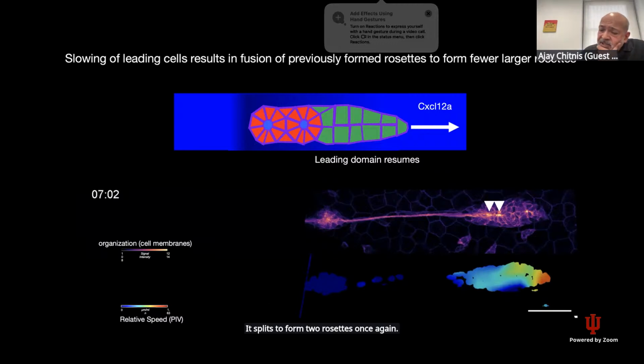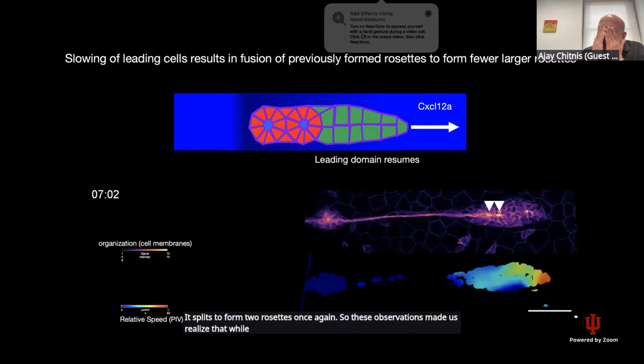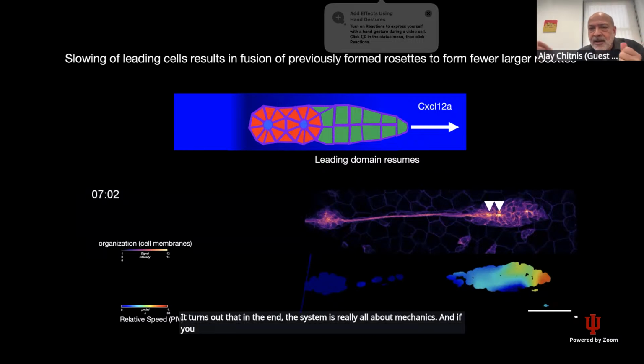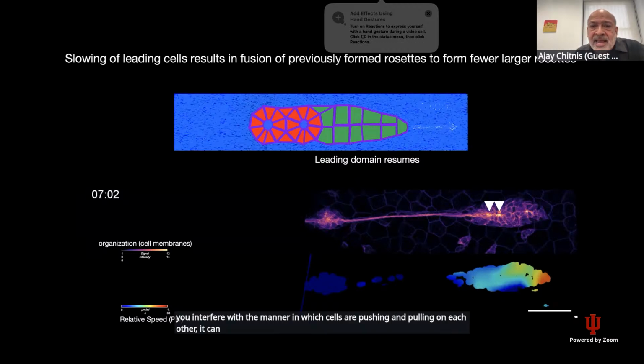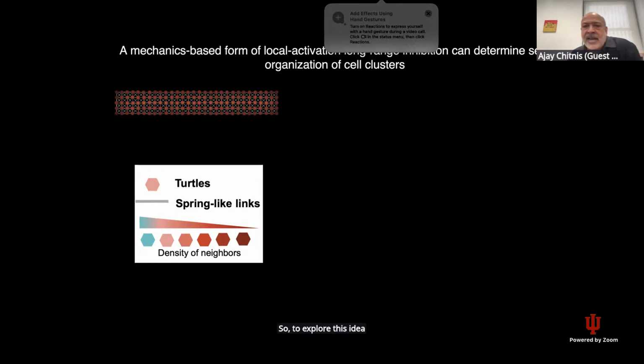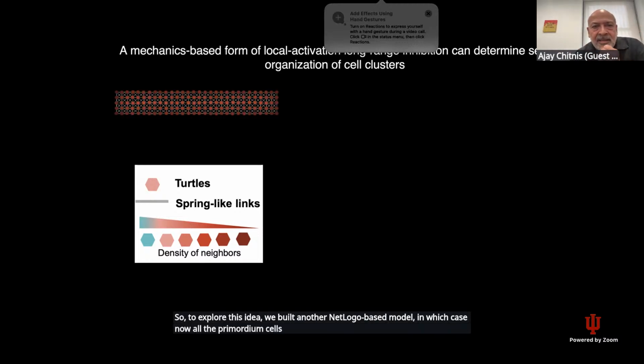So these observations made us realize that while there is a very elaborate system that helps to generate this particular pre-pattern of FGF signaling to determine where the rosettes form, it turns out that in the end, the system is really all about mechanics. If you interfere with the manner in which cells are pushing and pulling on each other, it can alter the number and size of these rosettes. So to explore this idea, we built another NetLogo-based model, in which all the primordium cells are just represented by little balls that are connected to their neighbors by springs.